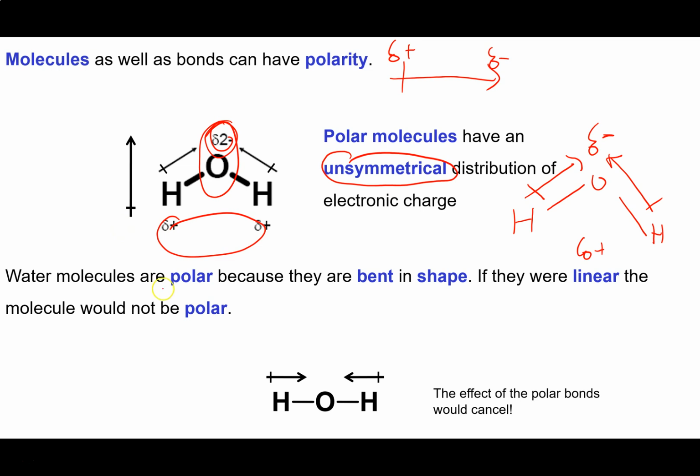The molecule is polar. Now, if water molecules weren't bent, we would be in a similar scenario as what we were with the carbon dioxide, where we would have alternating regions of electrical charge, but it doesn't have a net positive end and a net negative end. There's no way. It doesn't have a dipole. It's not polar.